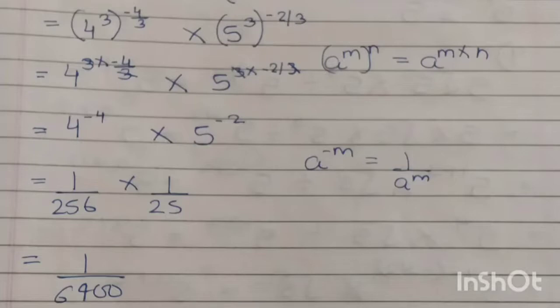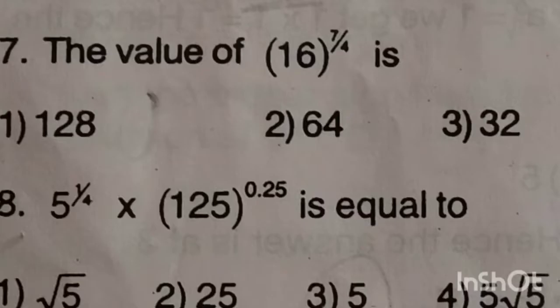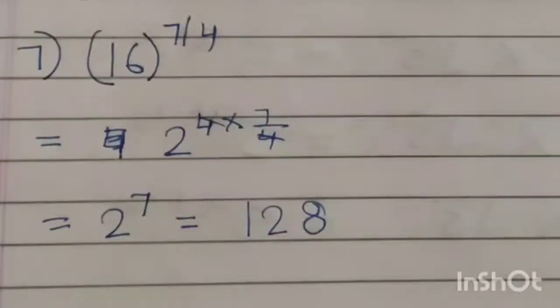Now the seventh question, the value of 16 to the power 7 by 4. Now there's a fraction, so for that we have to change the base. 16 we can rewrite as 4 to the power 2, or as 2 to the power 4. But we will choose 2 to the power 4. Why? Because we want to make this fraction 7 by 4 into a single number. And how can we make it? We have to cut the denominator with some number. So if it will be 2, then 2 into 7 by 4, 2 ones are 2, 2 twos are 4, it will be 7 by 2.